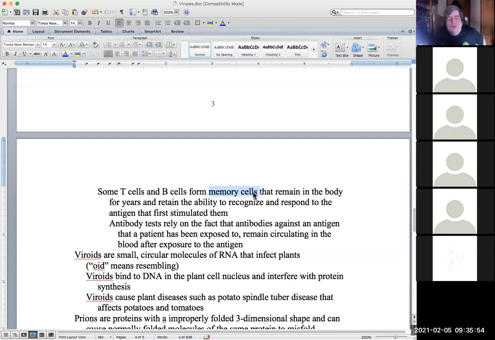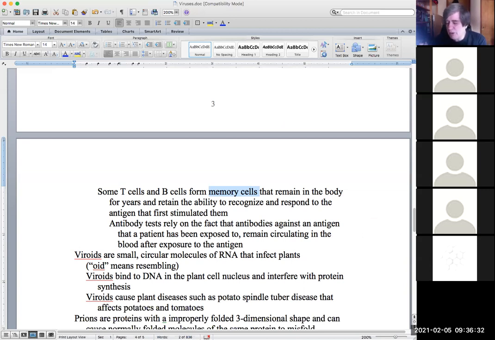Now, memory cells do gradually decrease over time. Sometimes it takes decades, sometimes years, sometimes just a few months. And so this is why for some vaccines, it's recommended that you get what's sometimes called a booster shot. You're supposed to get a booster shot against tetanus every couple of years. Why? Because the memory cells against tetanus, and we don't know exactly why some diseases have memory cells that last longer than others, but for tetanus, the memory cells just don't last that long. So you have to get, in a sense, revaccinated.